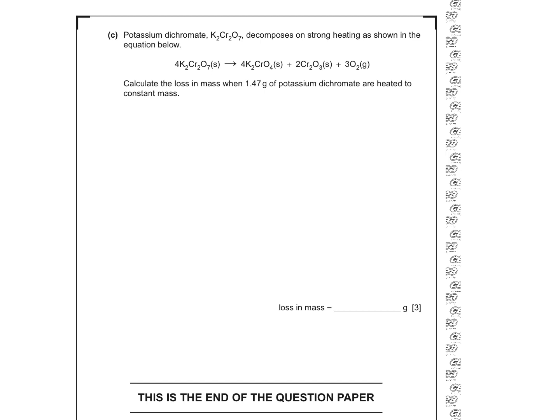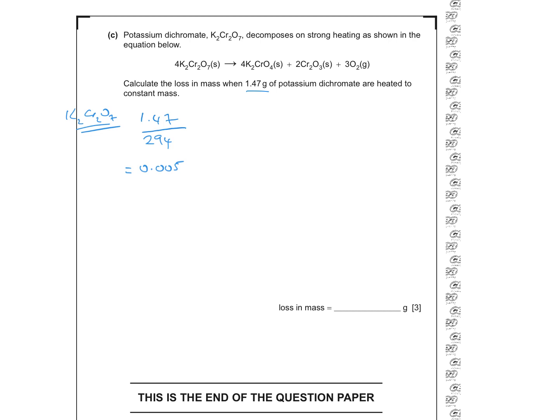So the first thing we've got to do is work out the number of moles of the potassium dichromate. Well, the mass has been given, so 1.47 over the RFM, which is 294. That works out to be 0.005 moles. So that is for the potassium dichromate.